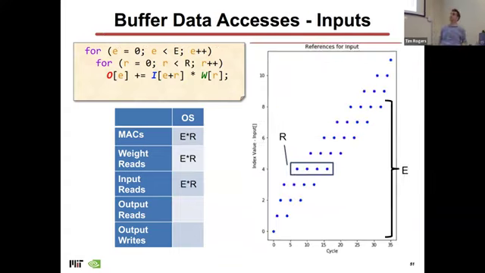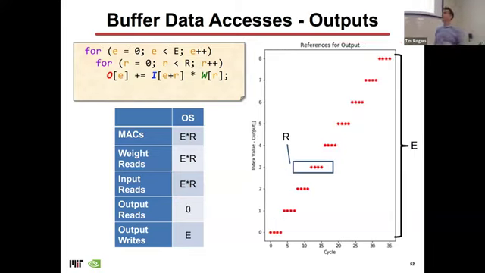Okay, and then we can do a similar thing with the outputs. The outputs again are read E by R times because that's essentially the same pattern as the weights. The outputs are read 0 times if they're kept resident because they can stay there. And then the output writes are going to be written just E times because that's how many things I have to write out, okay, to the ultimate output. So if I'm doing output stationary and I have these bounds on my loop, I can figure out what the total number of reads, writes, and operations are for this particular mapping, okay?